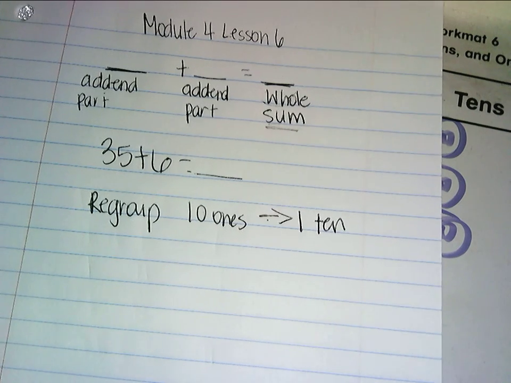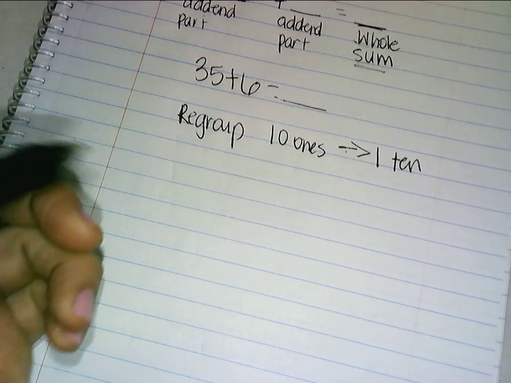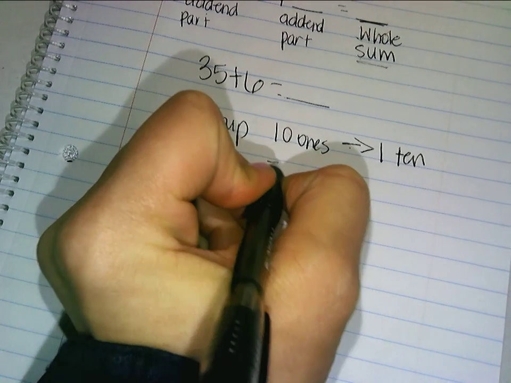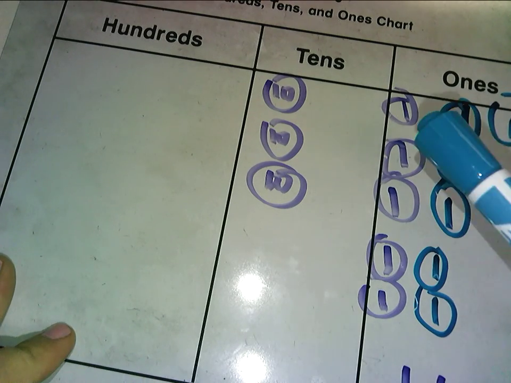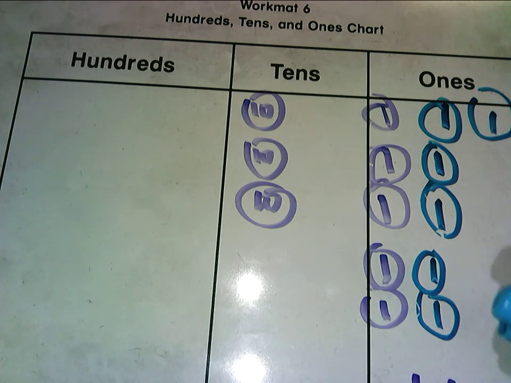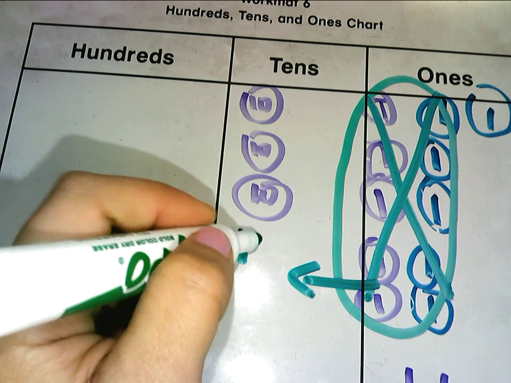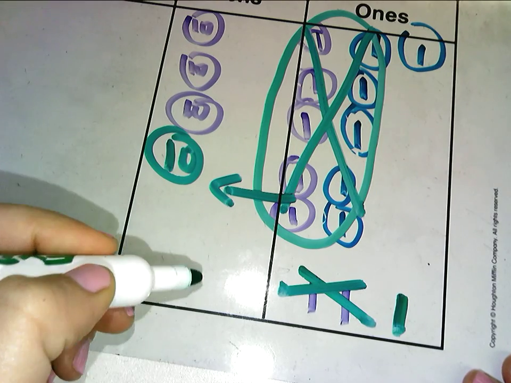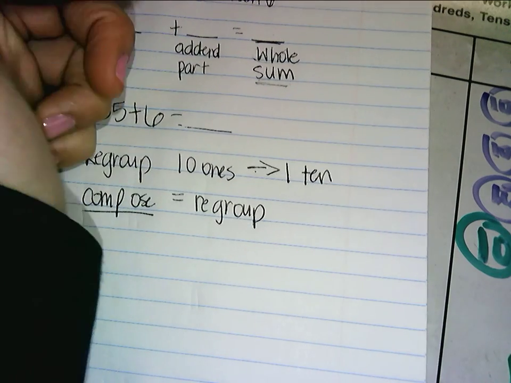So when we regroup, we are composing or making a new group. So that new word that we're going to learn is called compose, okay? And that equals regroup. You're putting together 10 ones, you regroup for 1, 10. So the way I'm going to do that is I'm going to circle this. I'm going to compose or make a new group of 10, which is right there. So this is no longer 11. This changes to 1, and this is now 41. Okay? So 35 plus 6 is 41.